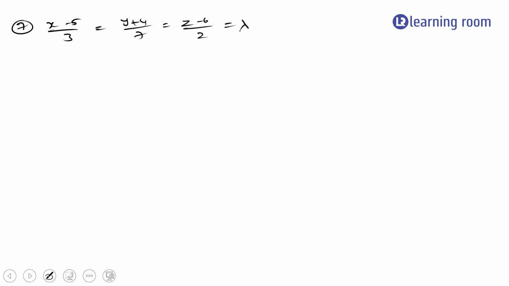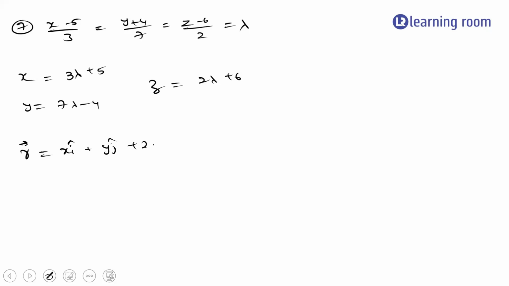When they give you the Cartesian form and you want to convert it to vector form, you write the whole equation equal to lambda. Then x is 3 lambda plus 5, y is 7 lambda minus 4, z is 2 lambda plus 6. So R vector is x i cap plus y j cap plus z k cap. So it is (3 lambda plus 5) i cap plus (7 lambda minus 4) j cap plus (2 lambda plus 6) k cap.